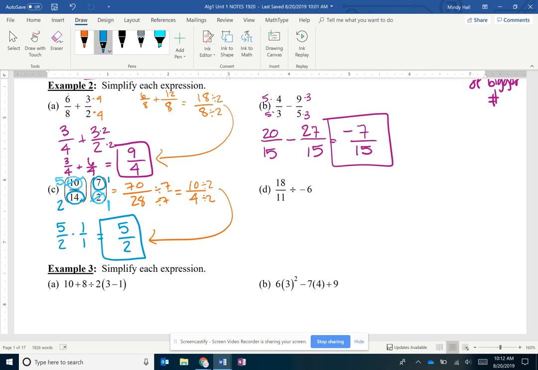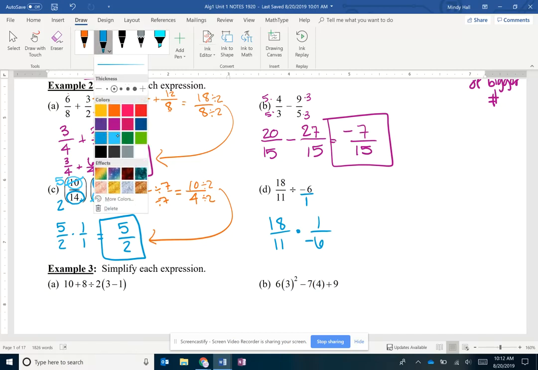All right, for this one, 18 over 11 divided by negative 6, we're going to write that negative 6 is over 1. And when we divide fractions, we have to copy the first fraction, change it to multiplication, and then flip the second fraction. So that's also known as copy, flip. Some people also call it keep, flip, change, because you keep the first, flip the second, and change it to multiplication. But then you're just multiplying straight across or cross simplifying.